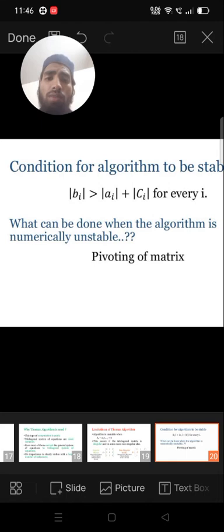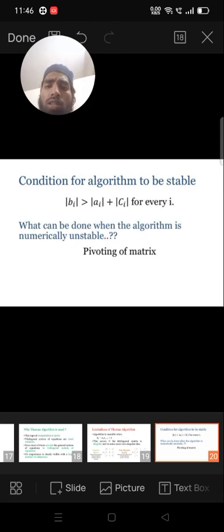Condition for the algorithm to be stable: the modulus of bi is greater than the modulus of ai, for every i. What can be done when the algorithm is numerically unstable? This is the condition for the algorithm to be stable, appearing here.